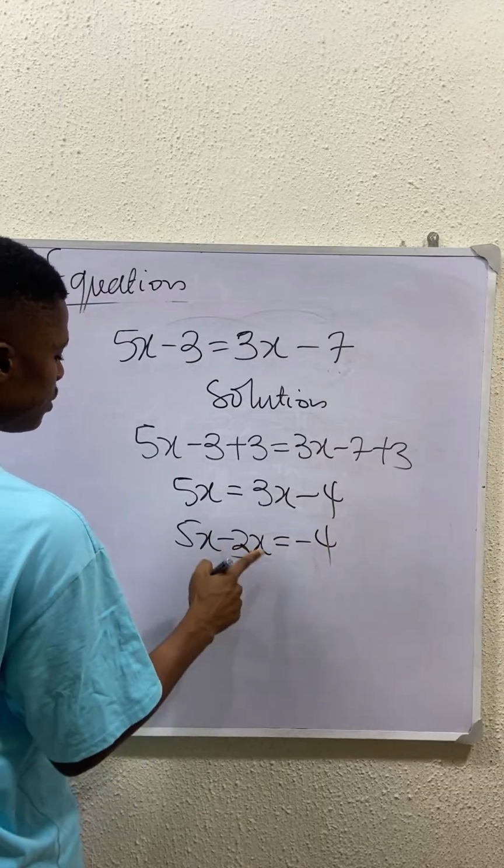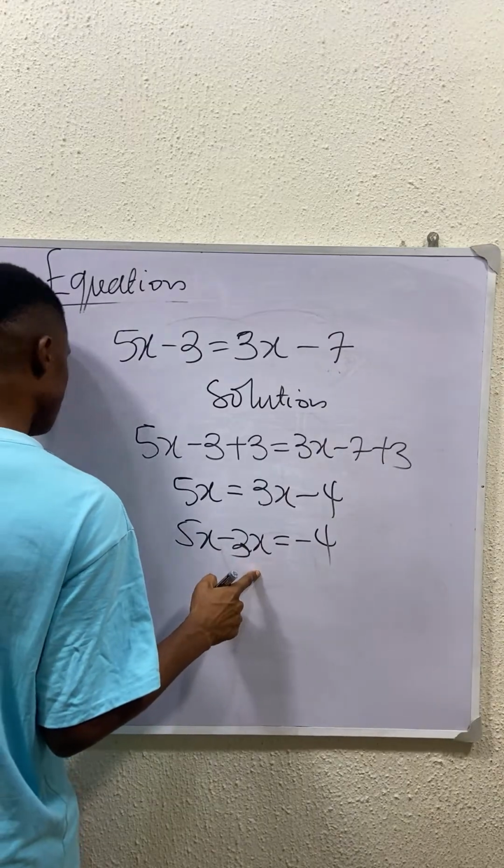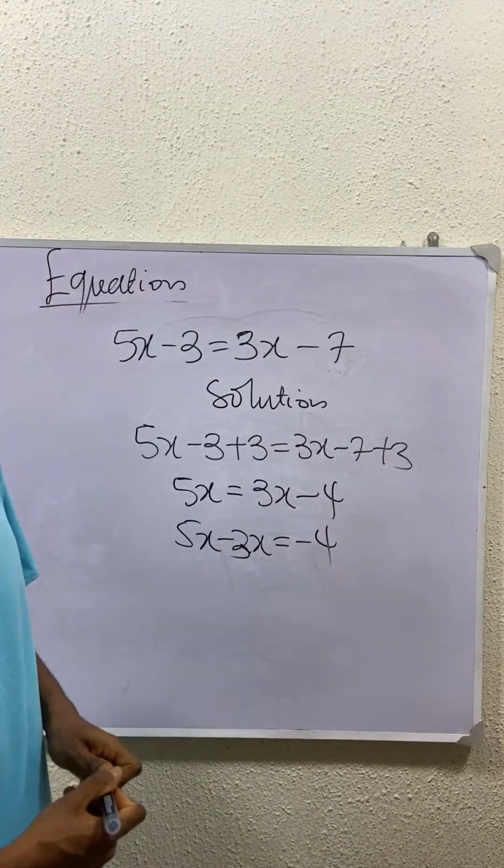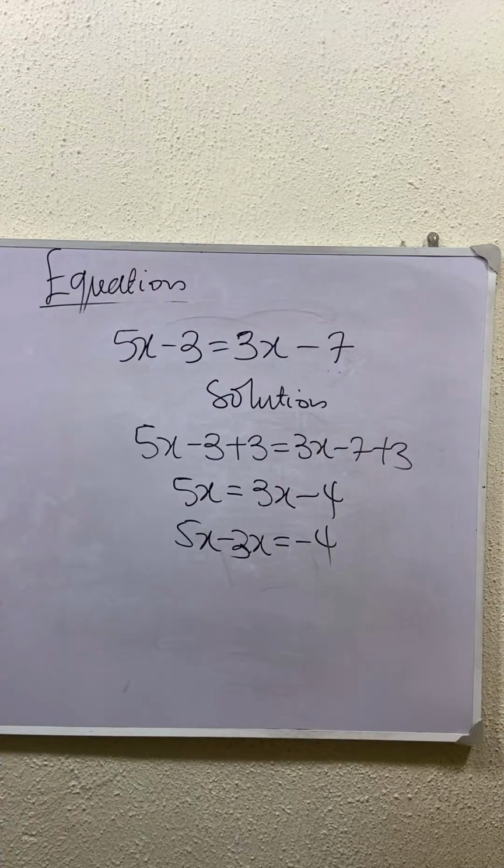So 5x minus 3x is what? What's the value for 5x minus 3x? If you are following, what's the value for 5x minus 3x?